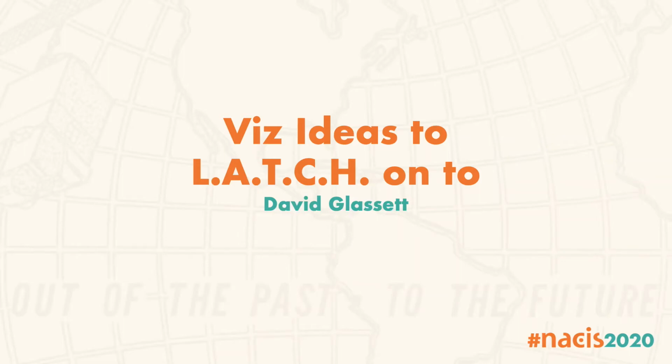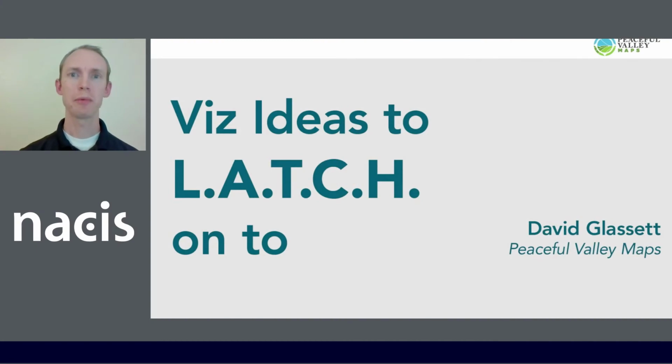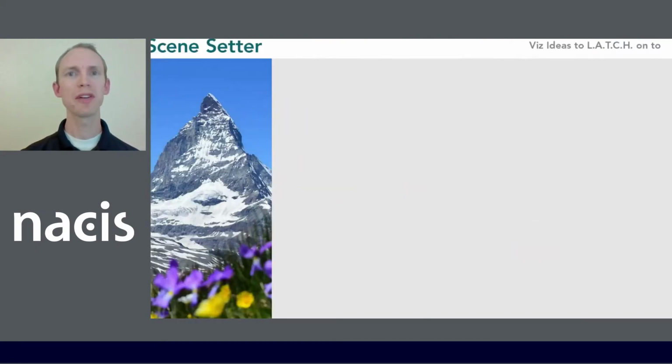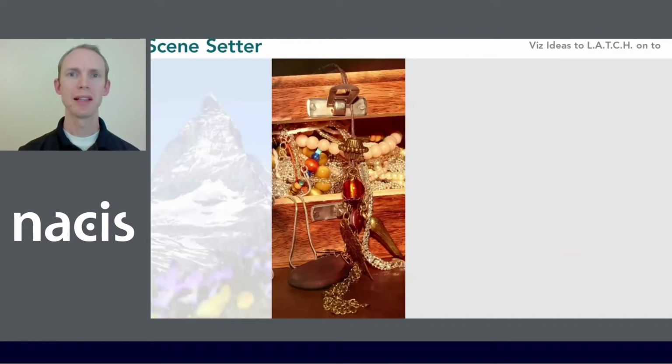My name is David Glassett from Peaceful Valley Maps, and we're going to give you some Viz ideas to latch onto today. Let me set the scene for you a little bit if you don't know what that means. Let's say that you've got a brand new data set, a really rich one that you're really excited about, and just don't know where to begin with it. Or perhaps you've got some data that you feel like you're a little bit stuck in a rut, and what are you going to do to get out of that rut?